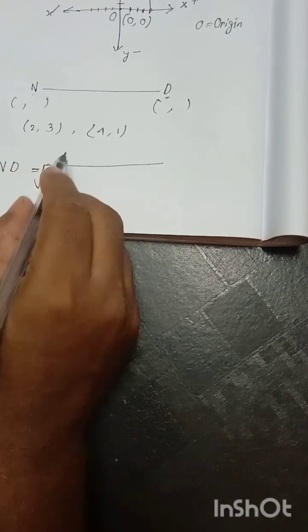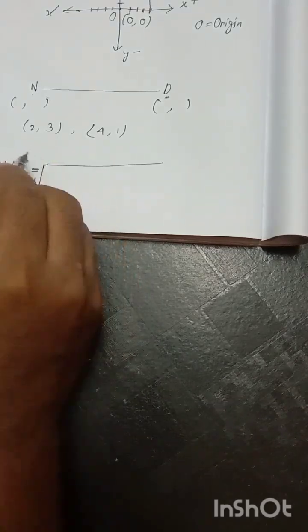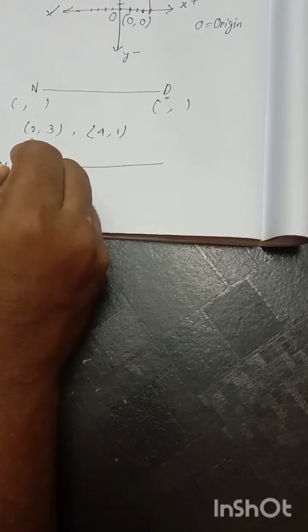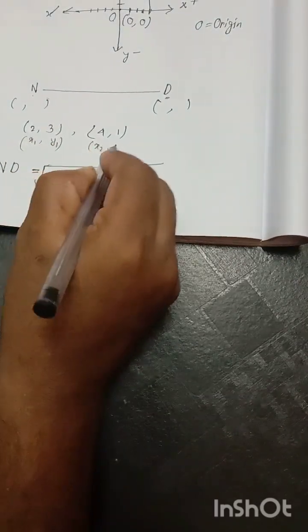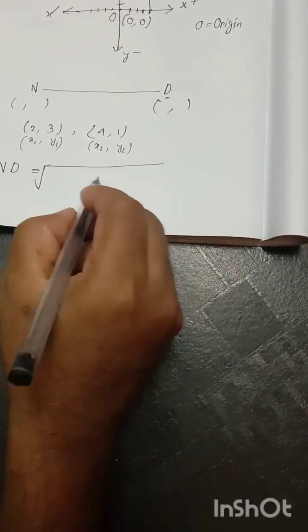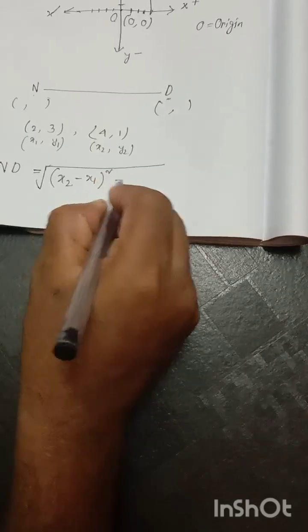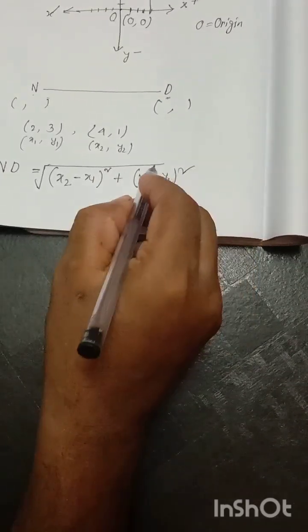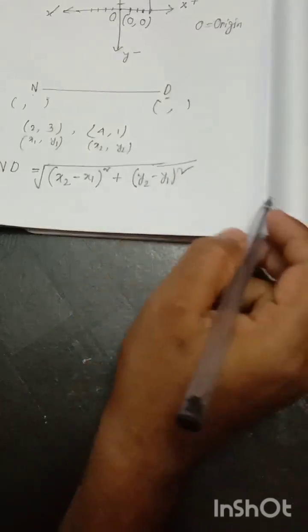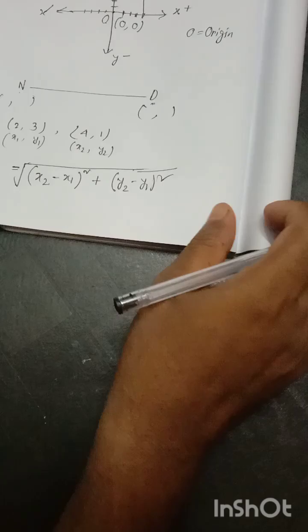So how can I find out the distance between the 2 points? The formula is, as we have taken, this one is x1 and this one is y1. Similarly, this one is taken as x2 and this one is y2. So our formula is x2 minus x1 whole square plus y2 minus y1 whole square. This formula is known as the distance formula. By following this formula, we are going to solve the chapter 7.1 number 1 question.